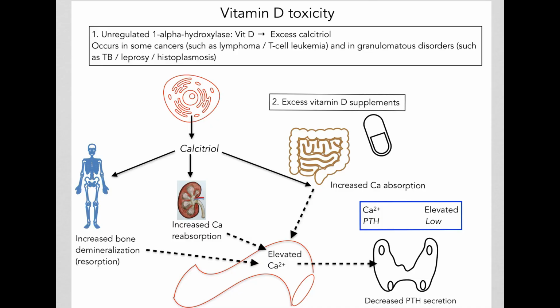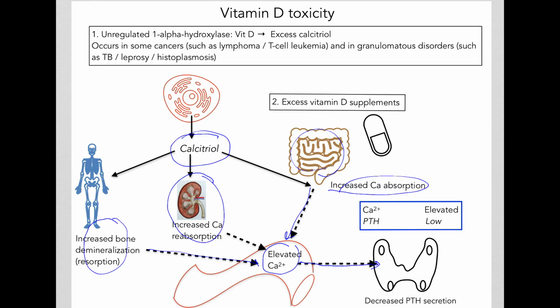So we discussed the effects of calcitriol in an earlier video. When you have excess calcitriol in the bloodstream, that's going to increase bone demineralization, and that's going to increase the calcium levels in the blood. Calcitriol will also increase calcium reabsorption from the kidney, and that's also going to cause elevated calcium. And calcitriol increases calcium absorption from the GI tract, and that's also going to increase calcium levels. And these calcium levels will then inhibit PTH secretion. So in this case, calcium is elevated, hypercalcemia, but the PTH level will be low.